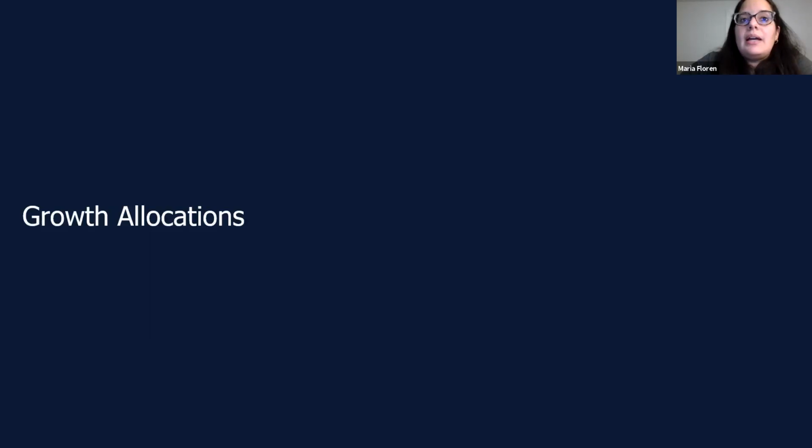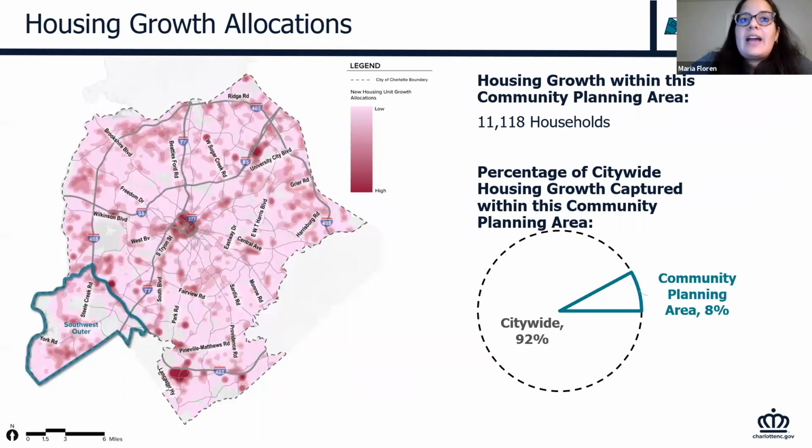And so next we want to highlight what the above mentioned place type recommendations mean for this area in terms of attracting new housing units and future jobs. In terms of housing units, the place type recommendations within this geography will account for approximately 11,118 of those new housing units. That number is approximately 8% of all new units projected for the whole city by 2040.